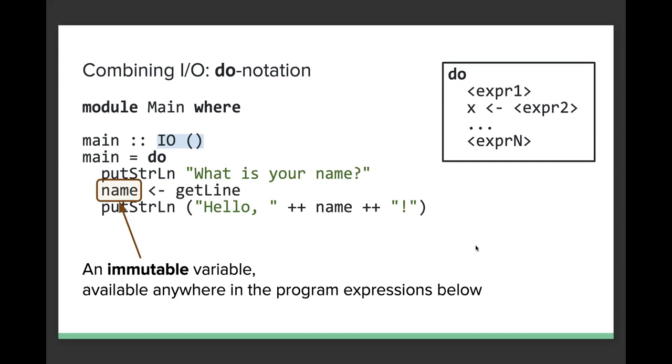No, so the backwards arrow is a special syntax for the notation. It introduces a variable, so it's like with lambda, right? It's a special syntax that introduces some local names.